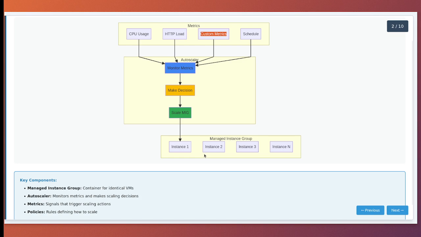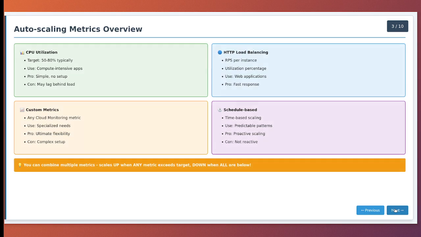The autoscaler also respects several important constraints: minimum and maximum instance counts, cool-down periods to prevent flapping, and scale-down controls to ensure graceful capacity reduction. Understanding these constraints is crucial for configuring effective auto-scaling policies. Google Cloud provides 4 primary types of metrics for auto-scaling, each suited to different use cases. Understanding when to use each metric type is crucial for effective auto-scaling.